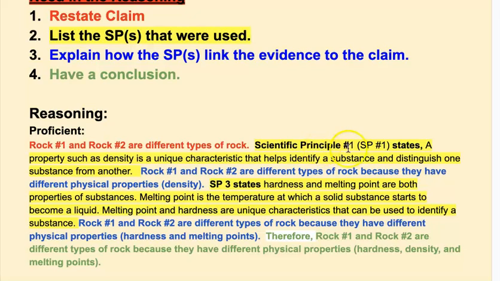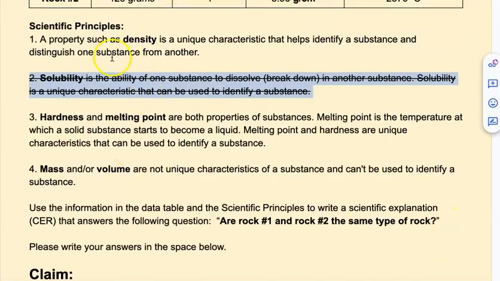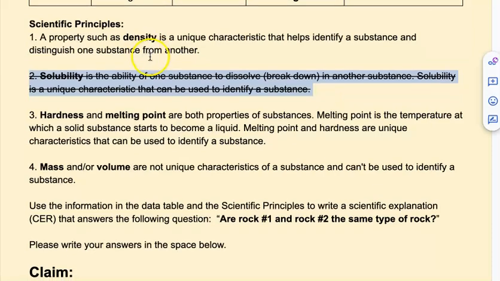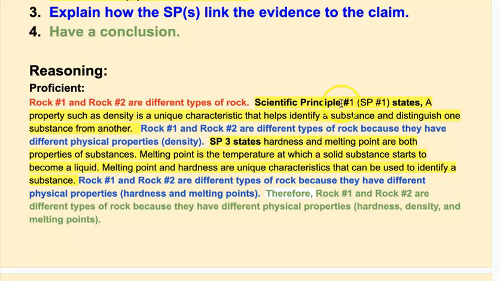Scientific principle number 1, SP number 1, states a property such as density is a unique characteristic that helps identify a substance and distinguish one substance from another. So all I did was I went up here and I copied and pasted that in. Now I had to add a little bit to it. I said scientific principle number 1 states.